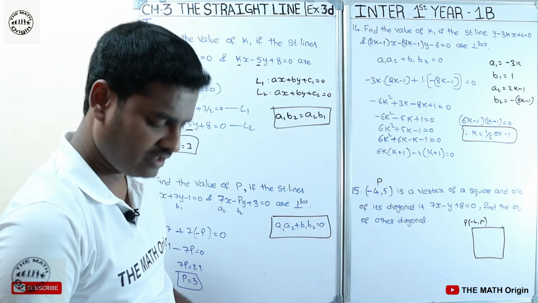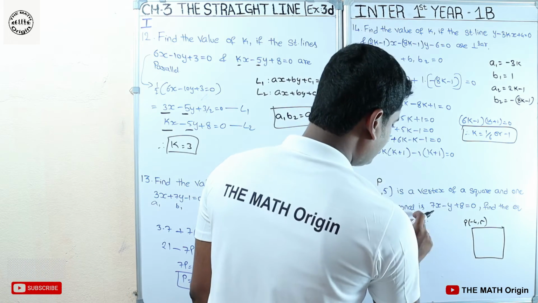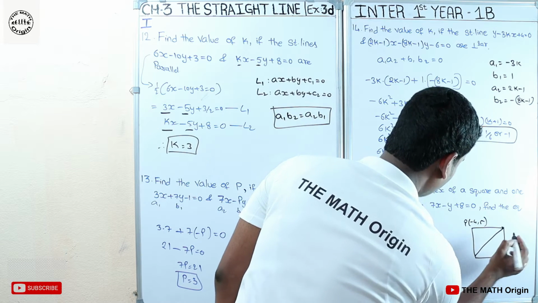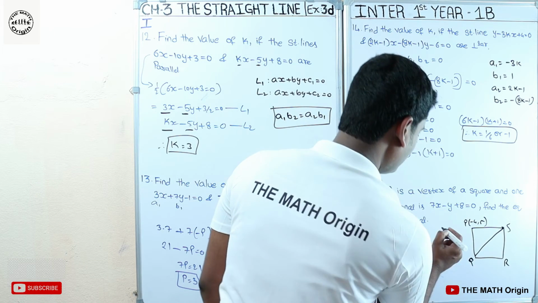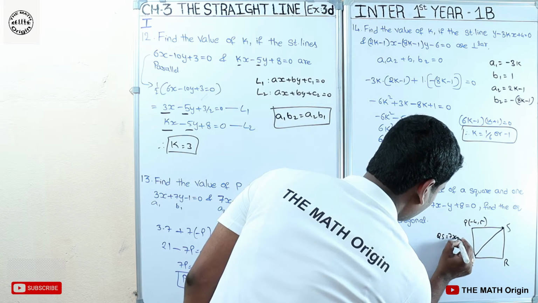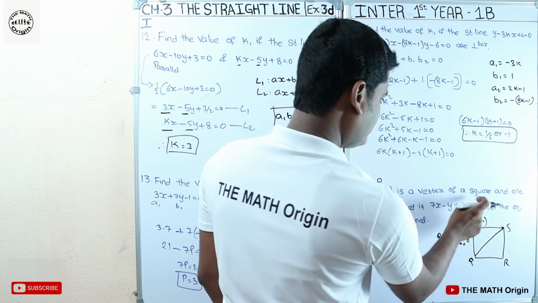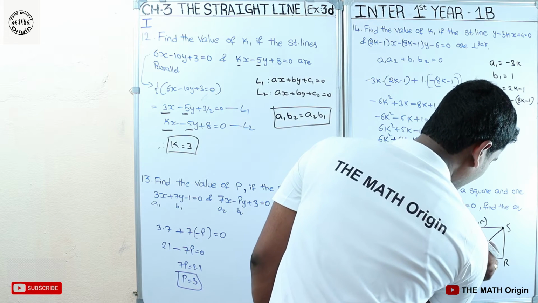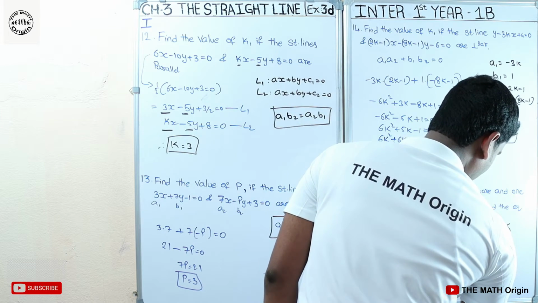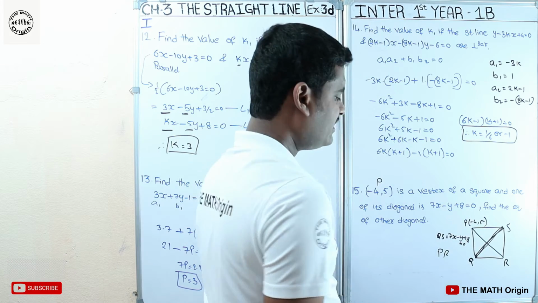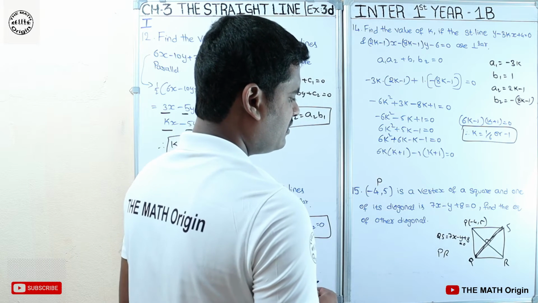I will take this as a diagonal, and the vertices of the square are P, Q, R, S. So QS is equal to 7x minus y plus 8 equals to 0. Find the equation of the other diagonal, so we need to find the PR equation. We have the equation QS, which is 7x minus y plus 8 equals to 0, and we have a point P, and we need the perpendicular distance from this equation to the point.